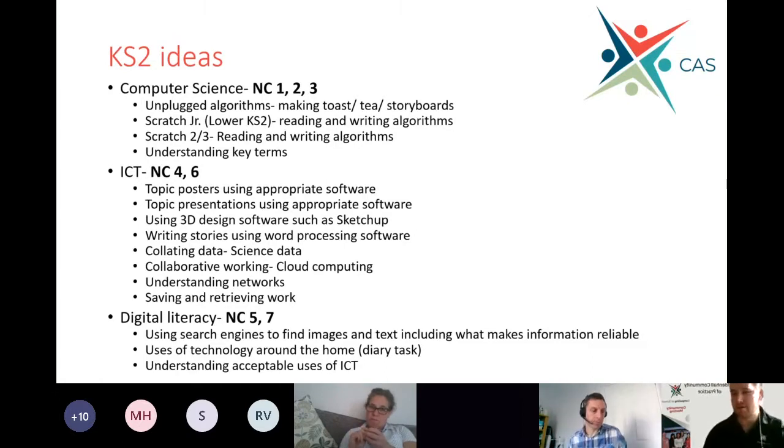I'll try and make sure that there's a list of all of these different resources and things that people have been talking about, so that everyone can start to use those and start looking at those as well. Has anyone else got anything to add about Key Stage 2 at all?